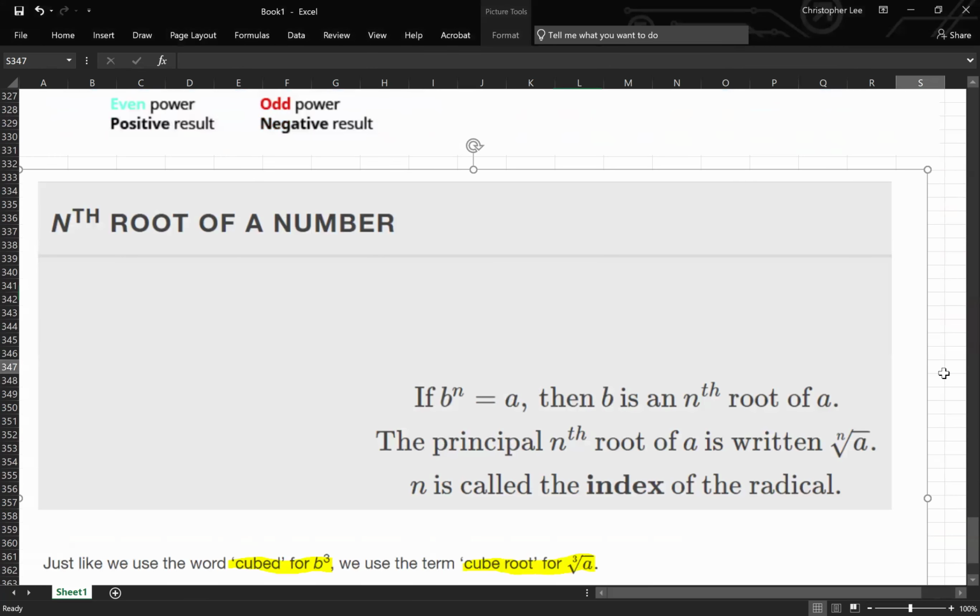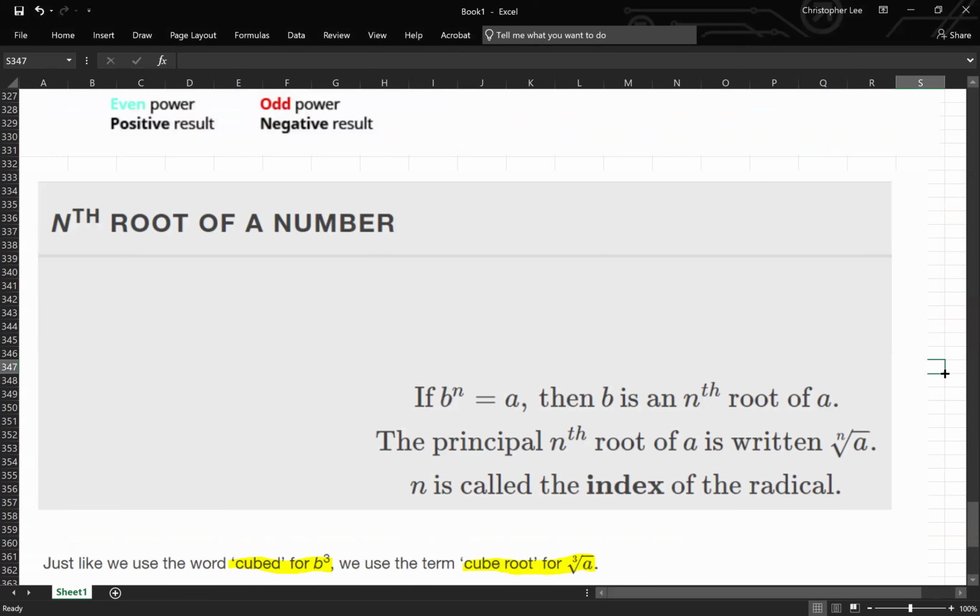So now I want to talk about the nth root of a number. So if b to the n power is equal to a, then b is an nth root of a. The principal nth root of a is written as the nth root of a, right? N is called the index of the radical, right? So you know how we say square root, cube root, and all that, right? So we're talking about different indexes, right?